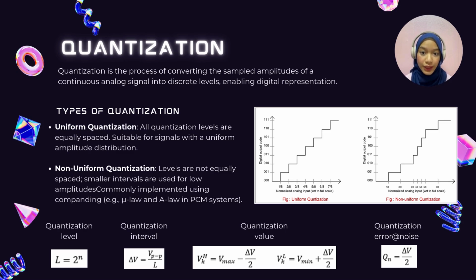Quantization is the process of converting the sample amplitudes of a continuous analog signal into discrete levels, enabling digital representations. We have two types of quantization. First, we have uniform quantization, where all quantization levels are equally spaced. It is suitable for signals with a uniform amplitude distribution, while for non-uniform quantization, levels are not equally spaced. Smaller intervals are used for low amplitudes and vice versa, commonly implemented using companding, mu-law, and A-law in PCM systems. Common terms we use in quantization are level, quantization interval, quantization value, and quantization error or noise.